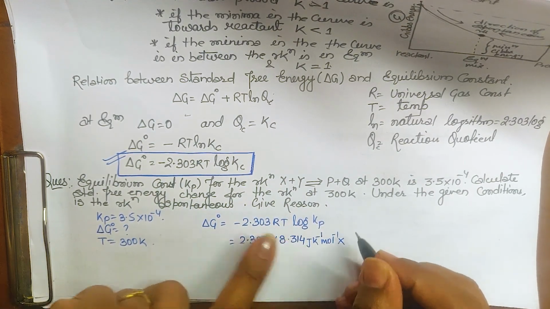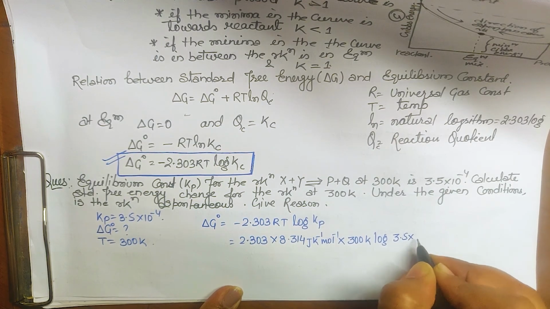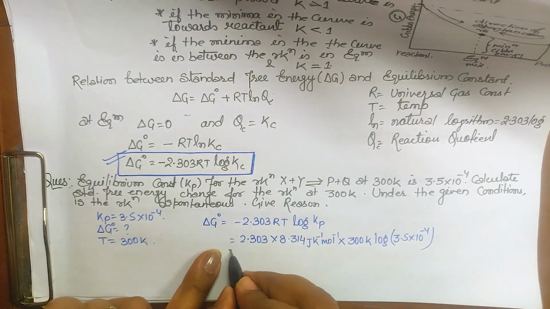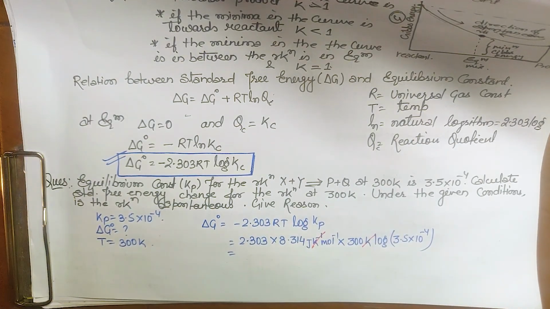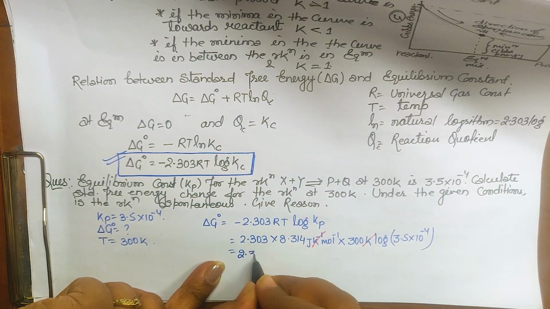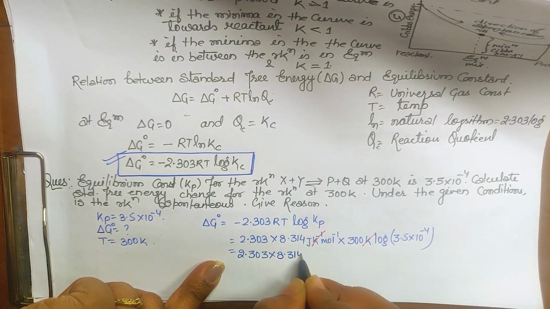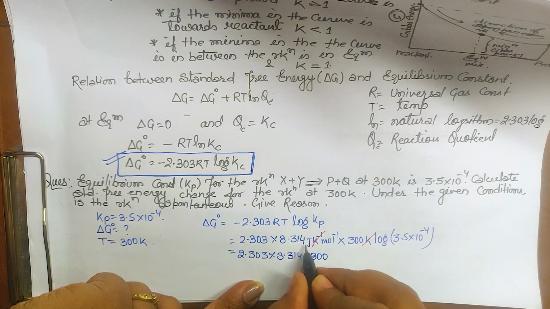Now temperature is given here as 300, so this is 300 Kelvin. Now log, and this one is given as 3.5 into 10 to the power minus 4. So we have to solve. Now Kelvin per Kelvin cancels, done. Let me solve this log. Can I write 2.303 into 8.314 into 300? You can do the multiplication first and keep it, there is no problem, and I will write the unit at the end.